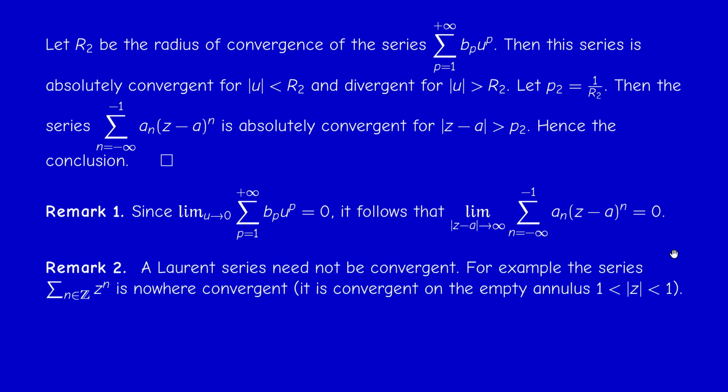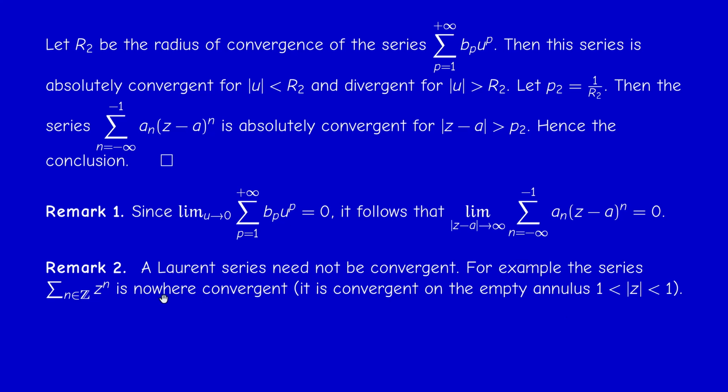Second remark, the annulus of convergence may be empty. If you consider the series of all powers of z, negative and positive, and decompose it into two parts, you will see that the radius of convergence of the regular part is 1 because it's a geometric series. And for the same reason, if you take the singular part, you'll get that P2 in this case is also 1. So here P1 equals 1 and P2 equals 1 as well, because it's 1 over 1.